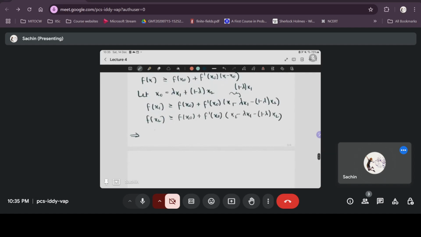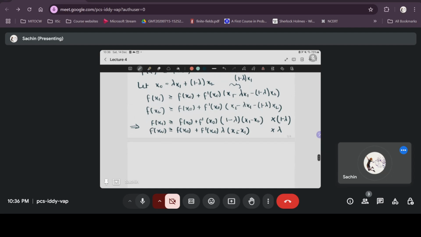That is, f of x1 is greater than or equal to f of x0 plus f dash of x0 into 1 minus lambda times x1 minus x2, and f of x2 is greater than or equal to f of x0 plus f dash of x0 times lambda times x2 minus x1. Now we multiply the first equation by 1 minus lambda and second equation by lambda. Both are positive quantities, so the inequality direction won't change, and then we add.